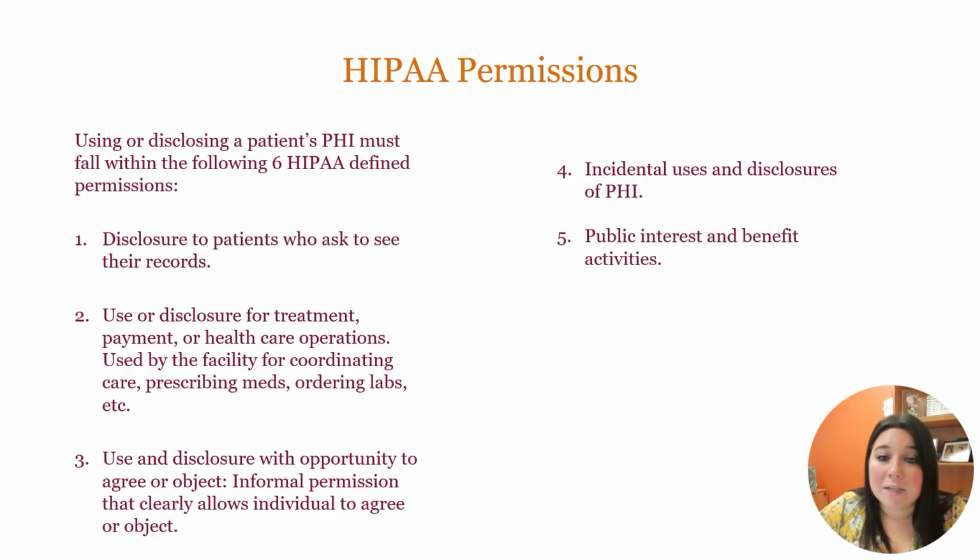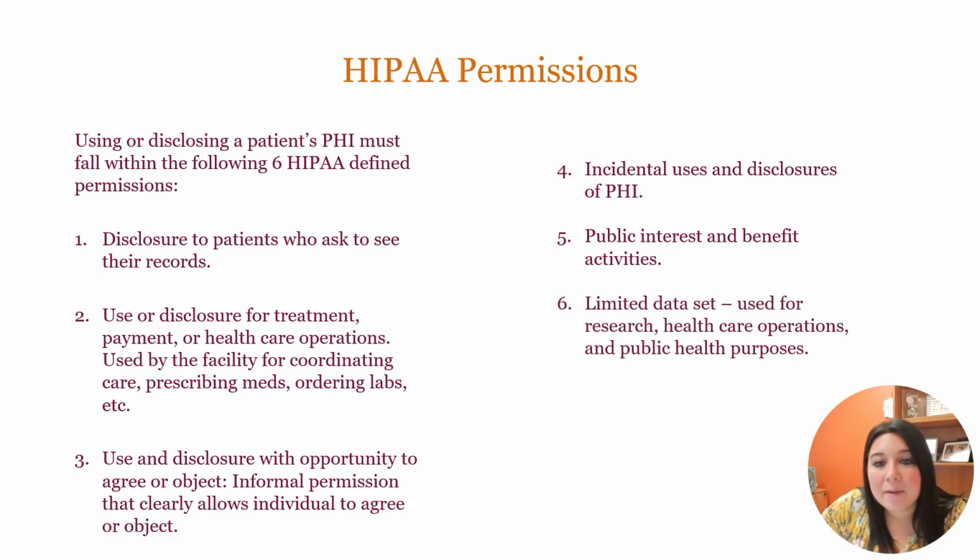Next, public interest and benefit activities. Some of the examples that the book provides are for victims of abuse or neglect, for law enforcement purposes as well, for research, in the event of serious threat to health or safety, and in claims for workers' compensation. And then number 6 is for limited data sets, which is used for research, healthcare operations, or public health purposes.